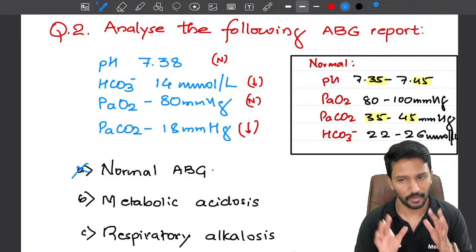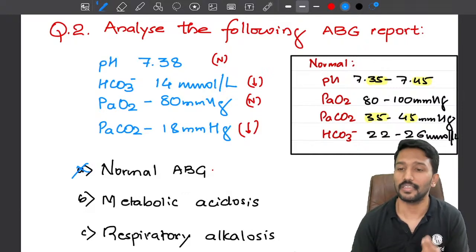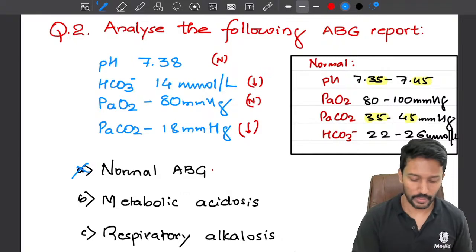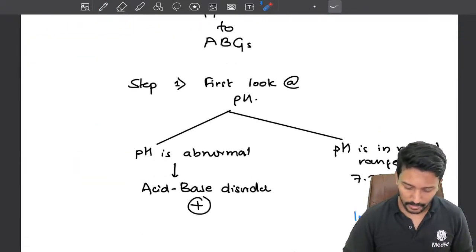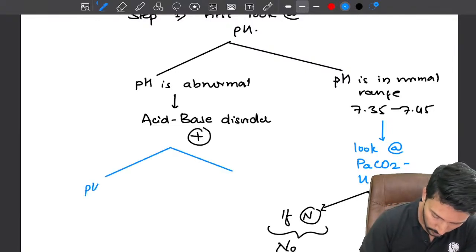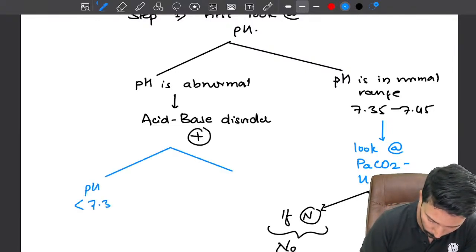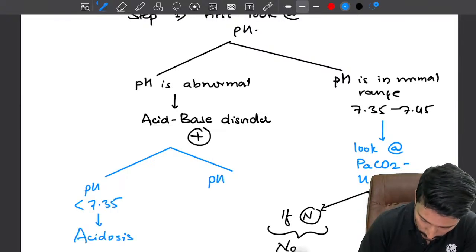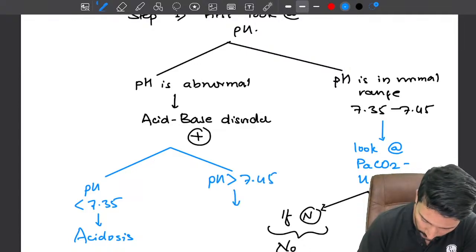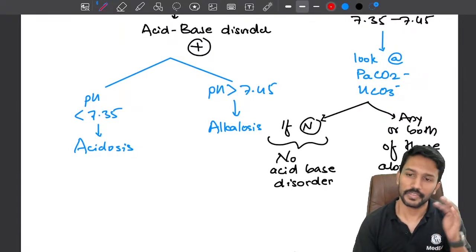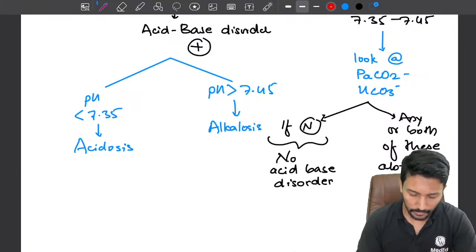What is it? Okay, ABG abnormality is there, but how would I decide whether it is acidosis or alkalosis when pH is within the normal range, right? Now I will tell you one important point. When you look at the ABG, when the pH is abnormal, it is very easy. All we need to do is, if the pH is less than 7.35, that means it is acidosis, and if the pH is more than 7.45, that means it is alkalosis, right? Now once we have decided that this is acidosis or alkalosis, how will we decide whether it is respiratory or metabolic?